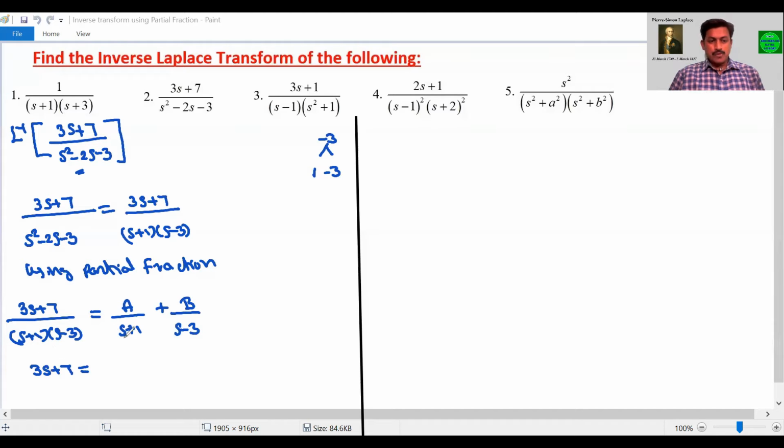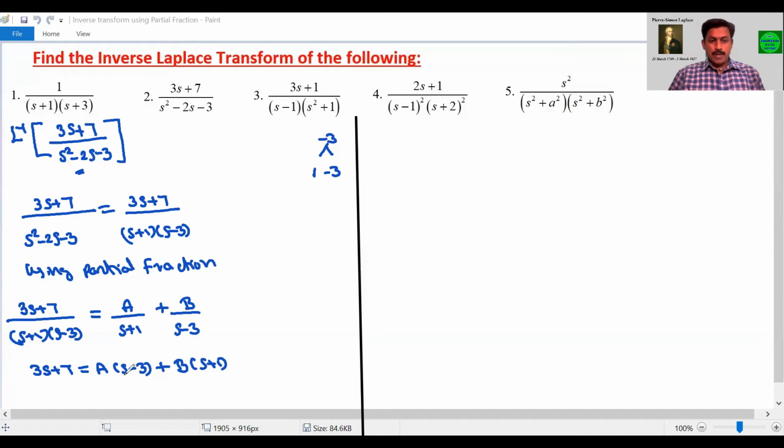Here, if you observe these two terms, this s - 3 is missing, so A into (s - 3) we have multiplied. If you observe the second term, here s - 3 is available, we need s + 1, so multiplied by (s + 1). So the denominator will get cancelled after taking LCM.